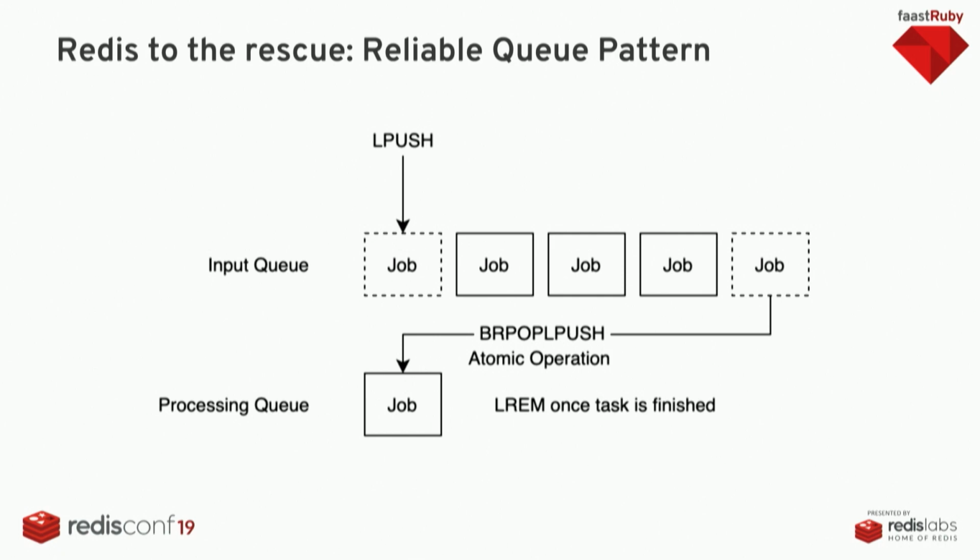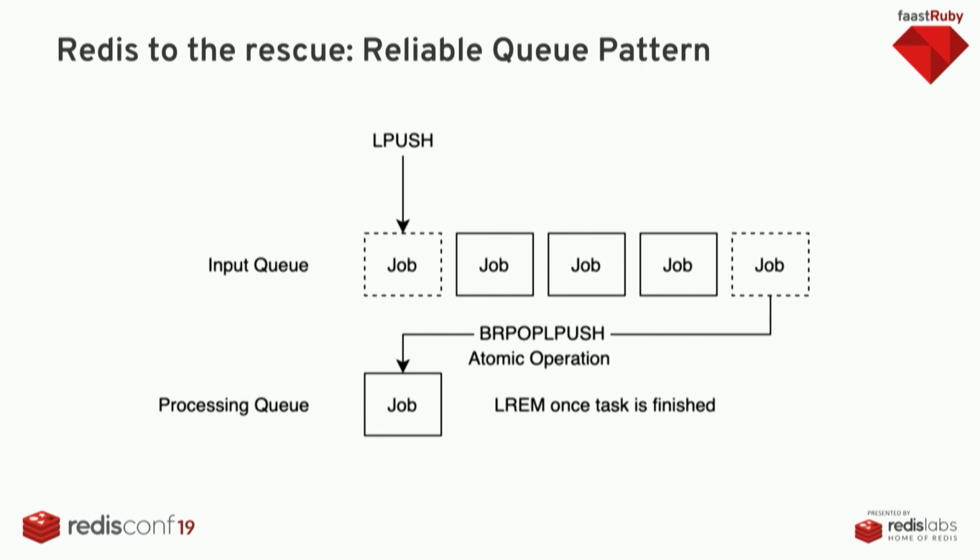They use something like BRPOPLPUSH to fetch the jobs from this queue, and the B at the beginning of the command means it's really blocking. So the client will connect to this queue and wait until there's a job there, and it will grab the job, but atomically, what this command does is push it into another processing queue.